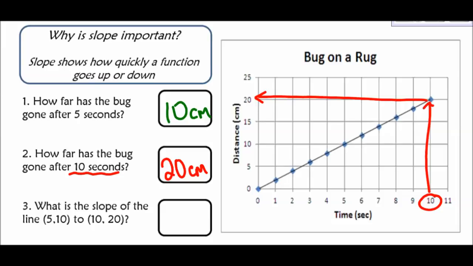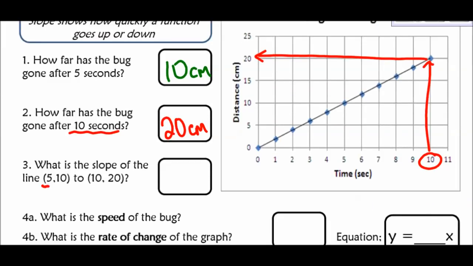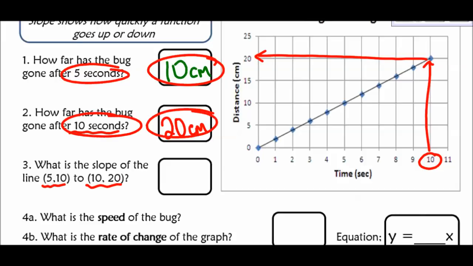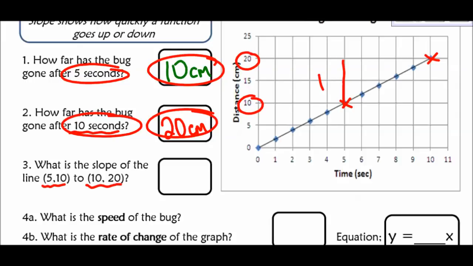What is the slope from 5, 10, which is basically what this point is describing, to 10, 20, which is basically what this point is describing? So I'm going to count that out on the graph. The rise from this point to that point is 1, 2, but it's not really just 2. I'm talking about this gap. It's climbing by 10 centimeters.